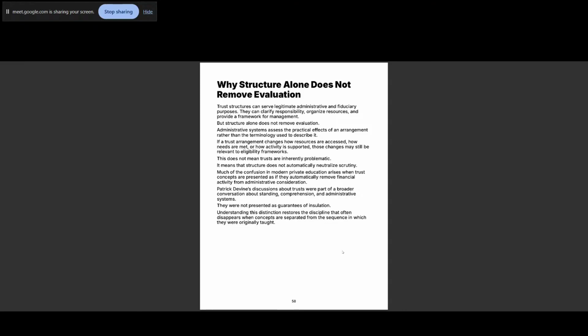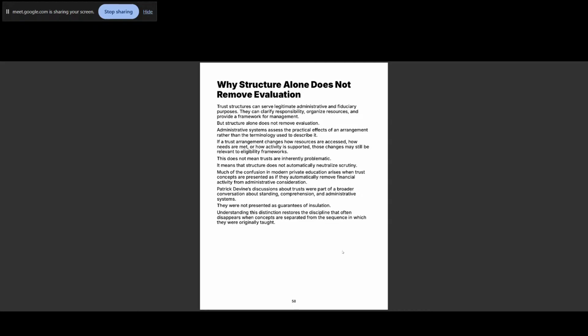Why structure alone does not remove evaluation. Trust structures can serve legitimate administrative and fiduciary purposes. They can clarify responsibility, organize resources, and provide a framework for management. But structure alone does not remove evaluation.